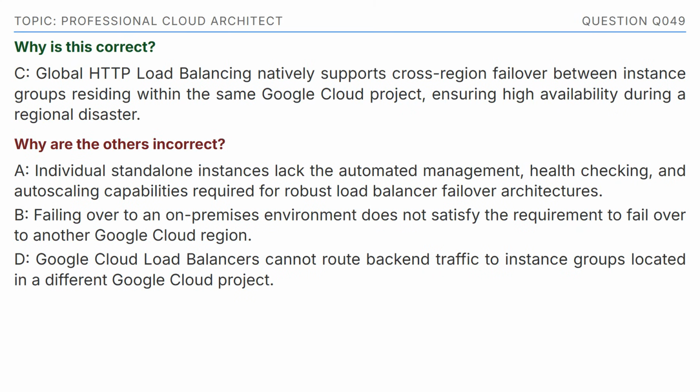Why are the others incorrect? A. Individual standalone instances lack the automated management, health checking, and auto-scaling capabilities required for robust load balancer failover architectures. B. Failing over to an on-premises environment does not satisfy the requirement to fail over to another Google Cloud region. D. Google Cloud load balancers cannot route backend traffic to instance groups located in a different Google Cloud project.